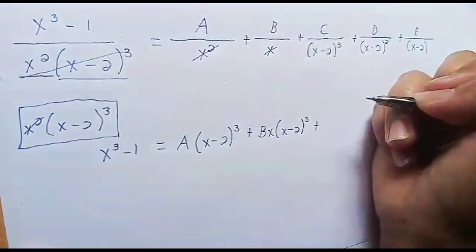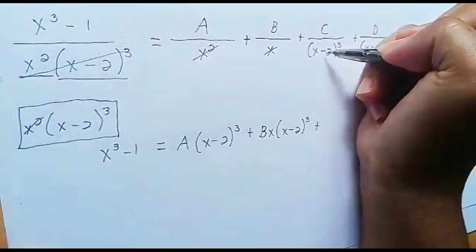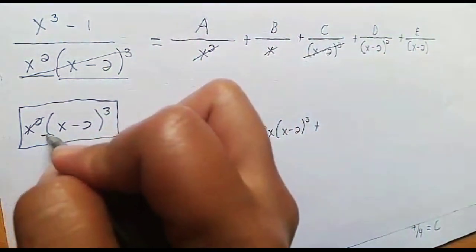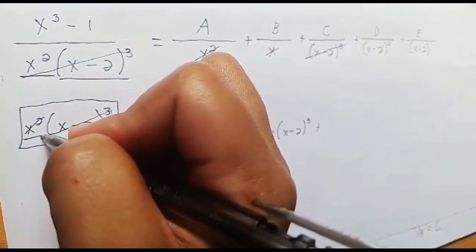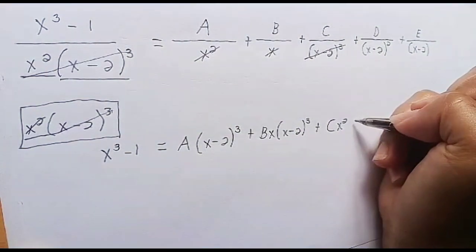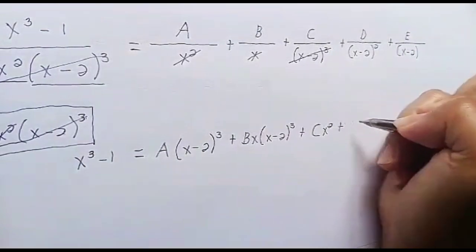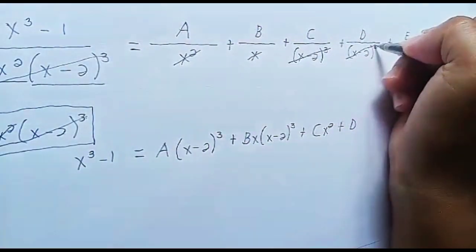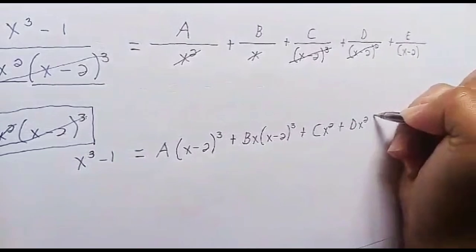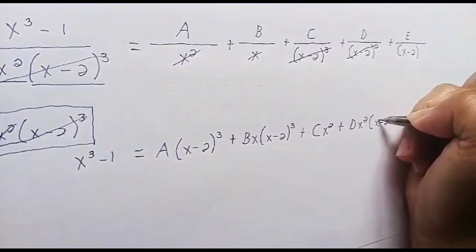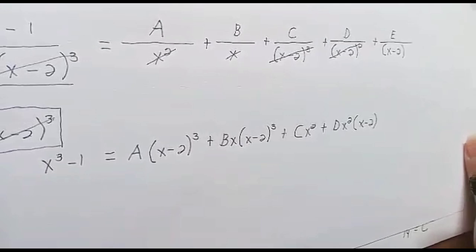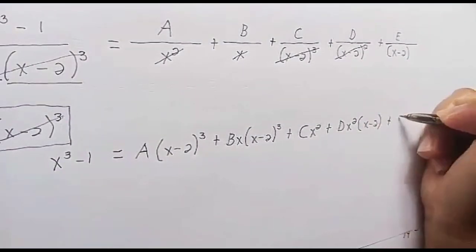Plus C. Since its denominator, (x minus 2) raised to the third power, cancels here, what remains is x squared, so Cx squared. Let's go to D. Plus D. The (x minus 2) cancels again here, and what remains is Dx squared times (x minus 2), since the square has been canceled, which is the 2. Plus E.